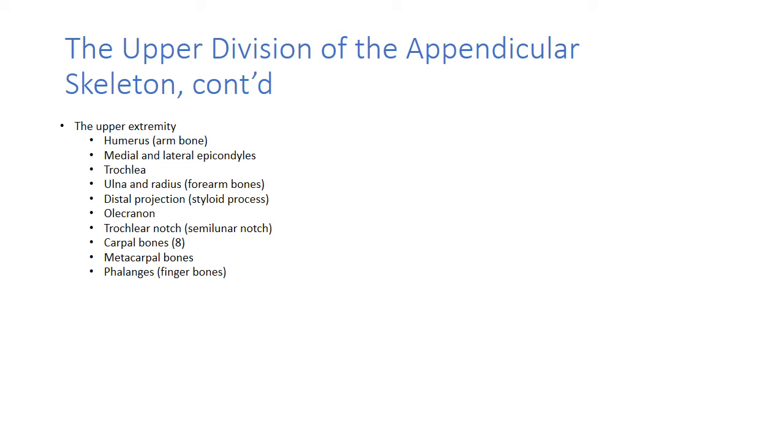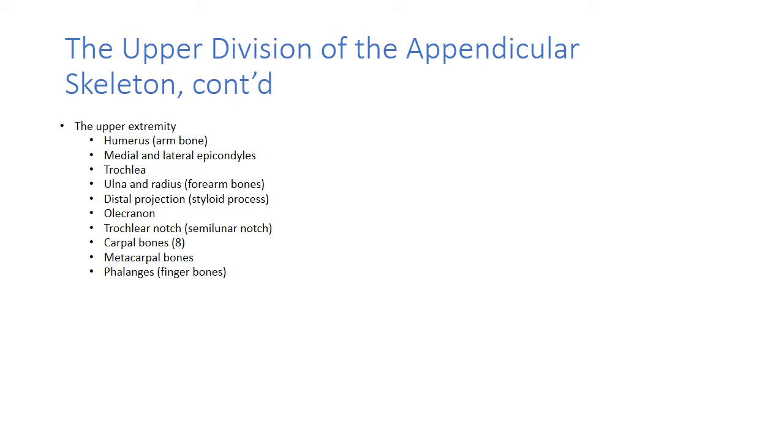So we continue with the upper division of the appendicular skeleton. The humerus, of course, is the bone of the upper arm. There are medial and lateral epicondyles for the humerus. There's also a trochlea. These are all bone markings that, for our purposes, we do not have to be too concerned with. The ulna and radius are the two bones of the forearm. And the olecranon is actually a projection of the ulna that forms the elbow.